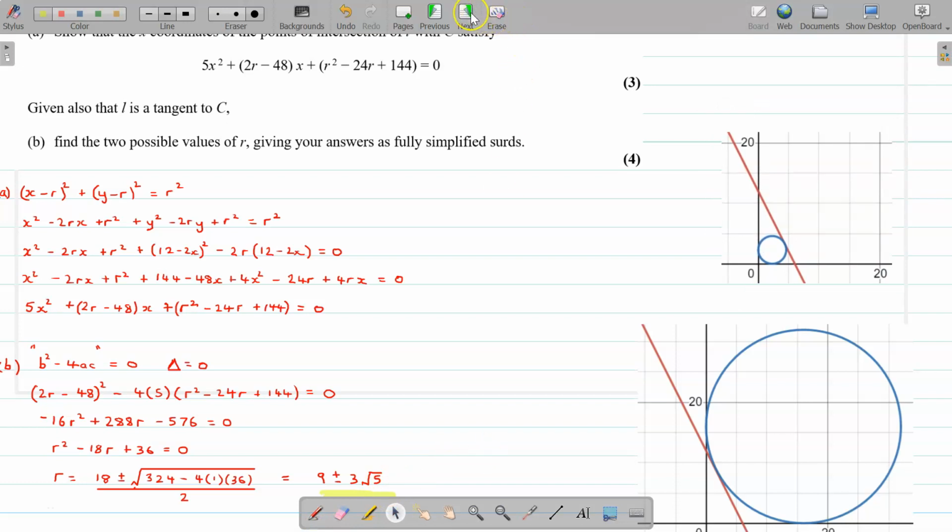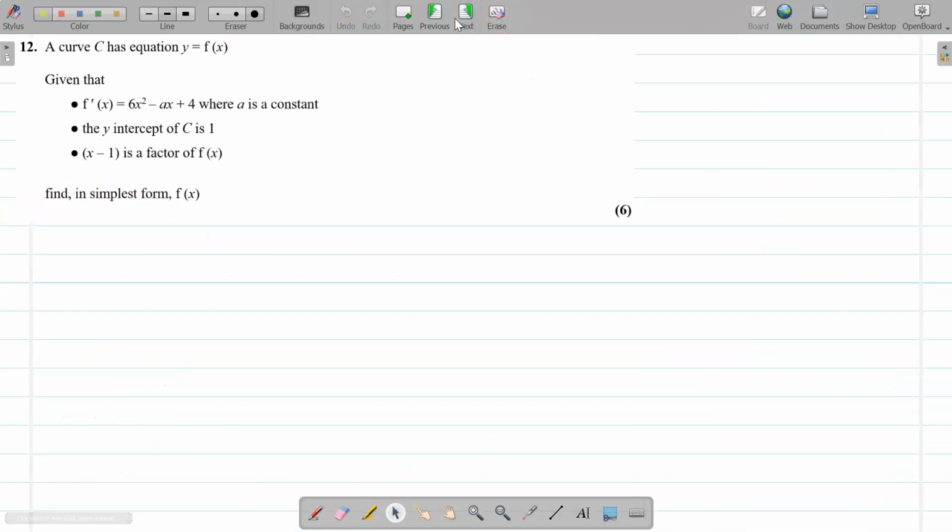Okay, next question. Now this curve has equation y equals f of x, and we're told some information about it, and we're not actually told the function f of x. We've got to find that. What we're told is f dashed of x, the differential, where it cuts the y-axis and one of its factors. So what I'm going to do is just start working through this stuff.